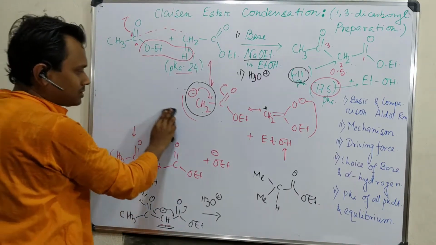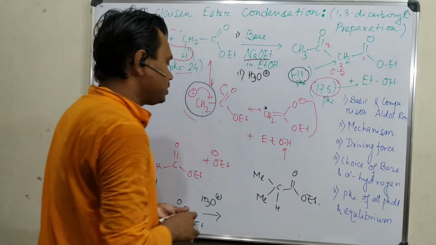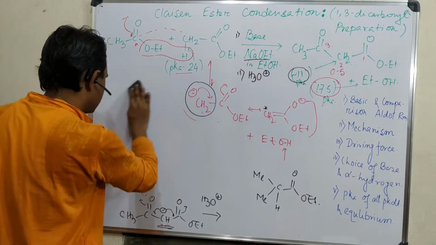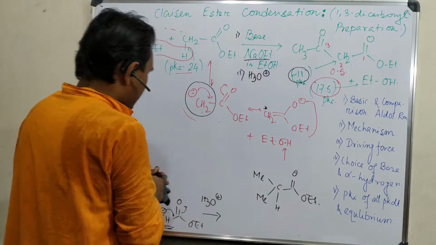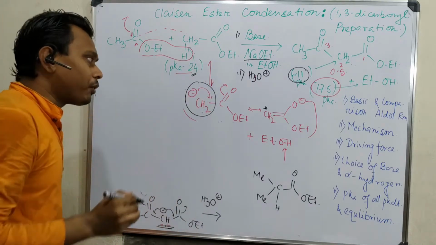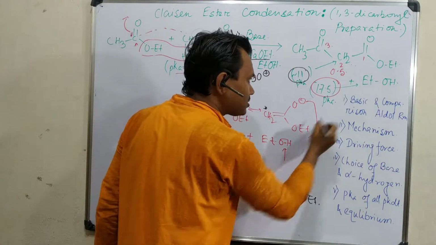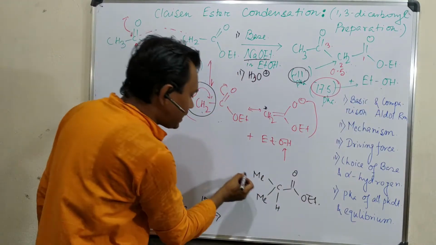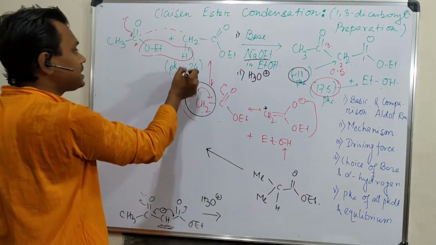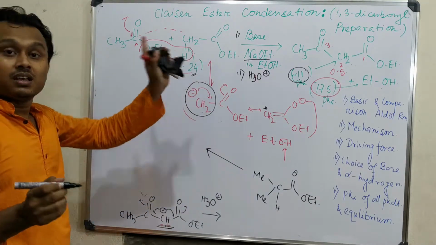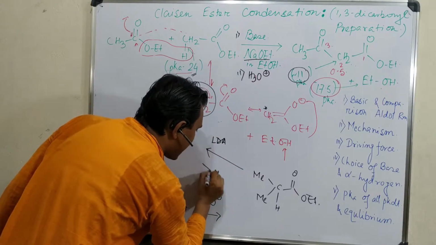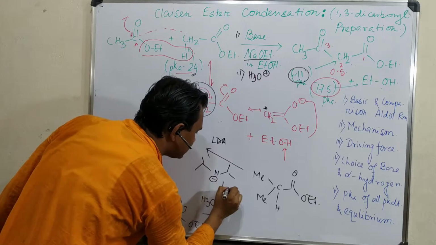So the question: will it participate in the reaction? Actually, it is possible. It will participate in the reaction if some special cases are applied. Special cases, what do I mean? For example, we are using a base, ethoxide, whose conjugate acid ethanol has a pKa of about 16. If we use a stronger base whose conjugate acid's pKa is higher than this, meaning a weaker acid than this, then it will happen. For example, if we take LDA, lithium diisopropylamide. This is diisopropyl, this is minus, lithium plus.